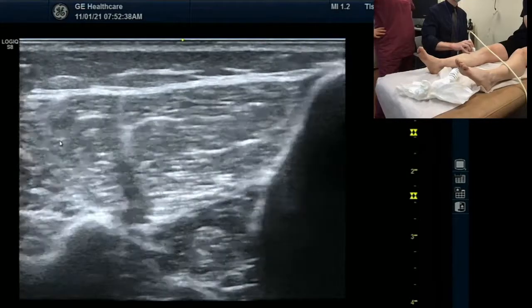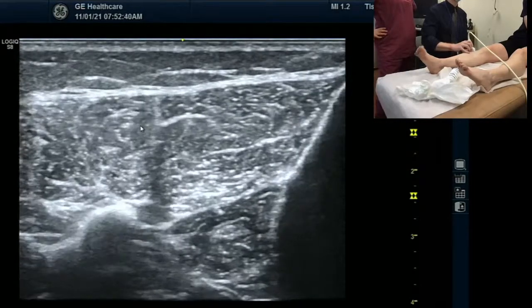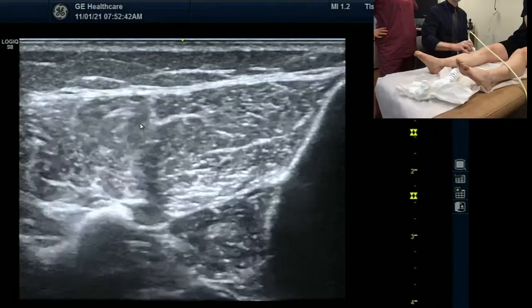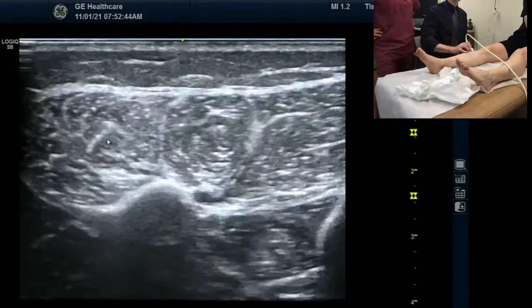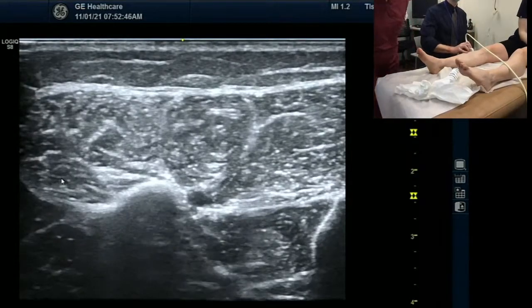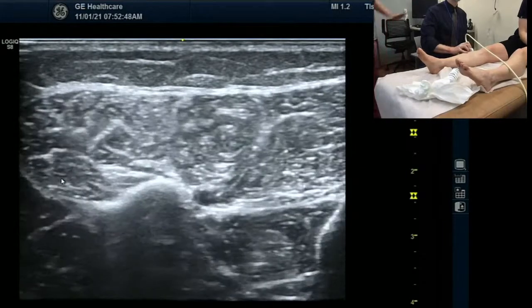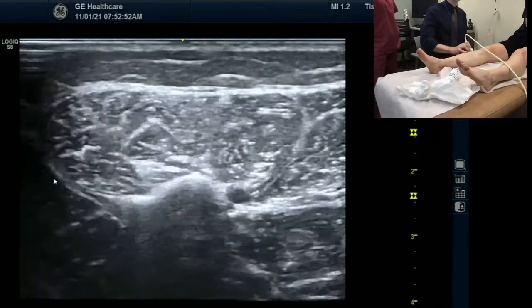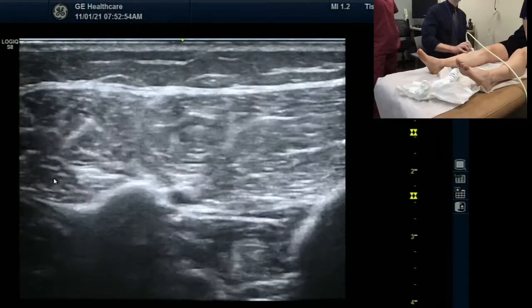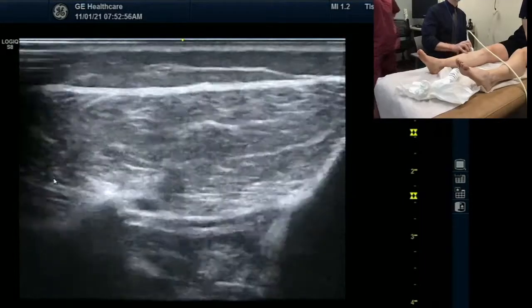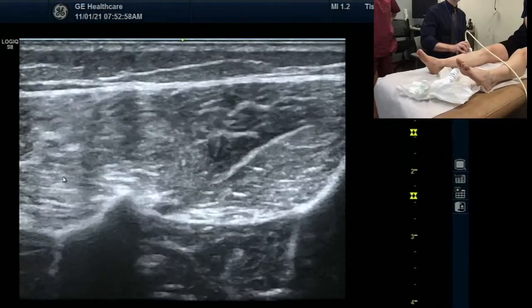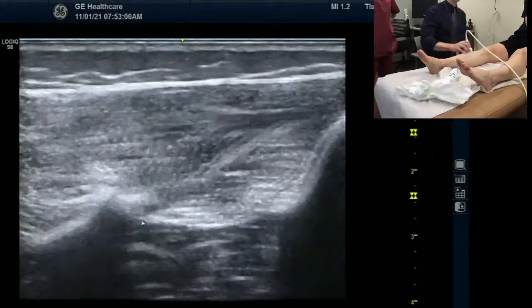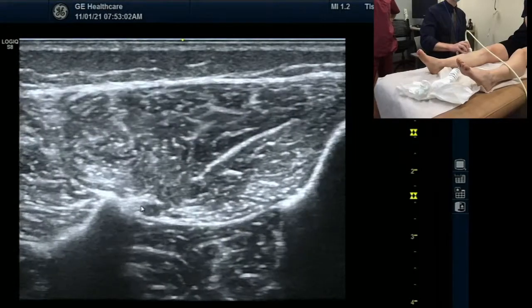As I come slightly more laterally, then we have the EDL. And then more laterally, remember he flipped over his probe. That's the fibularis longus. It's beautiful.